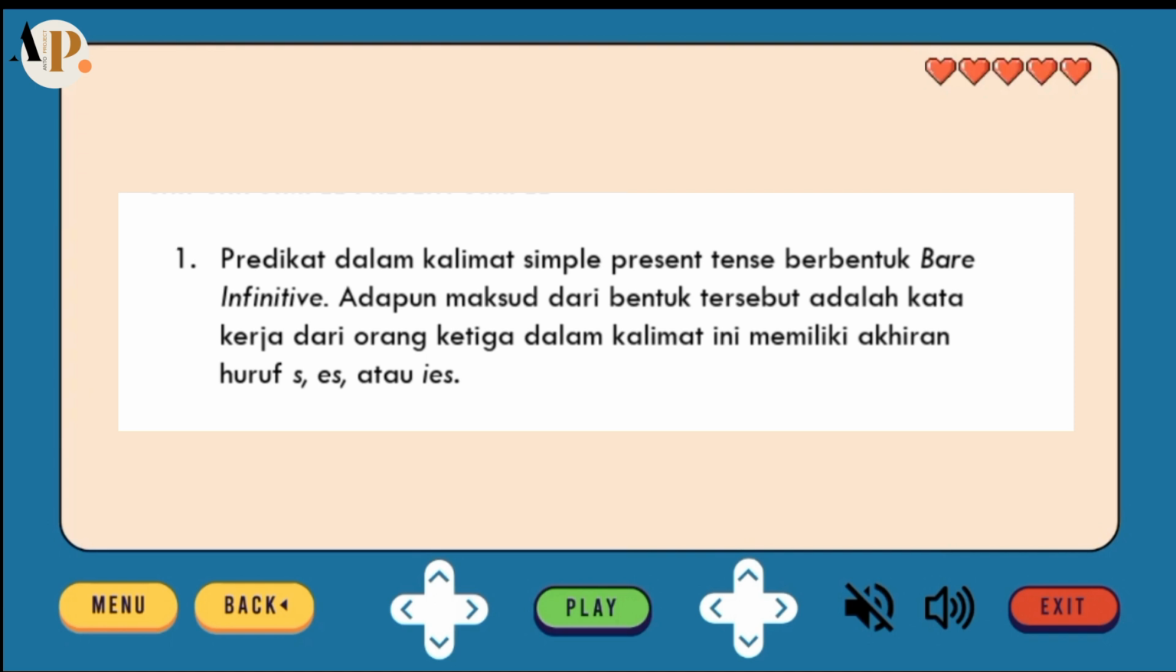1. The predicate in the simple present tense sentence is in the form of a bare infinitive. The meaning of this form is that the third person verb in this sentence ends in the letter S, ES, or IES.